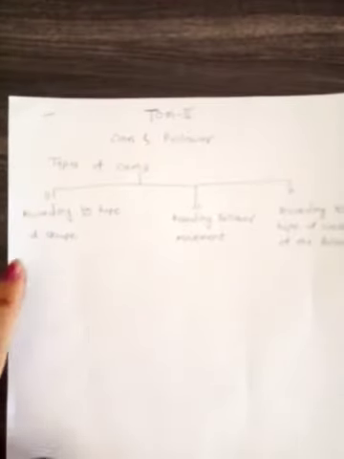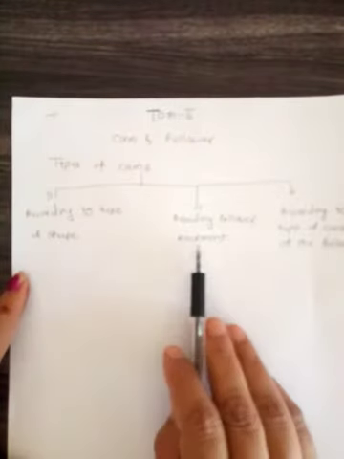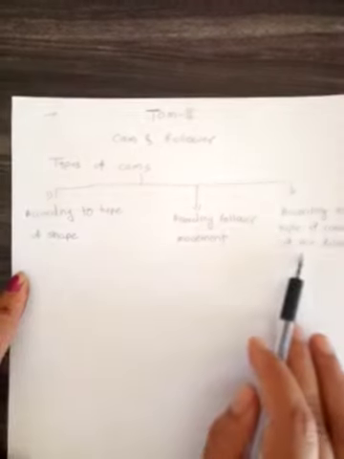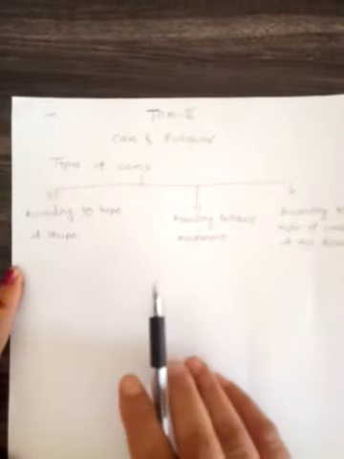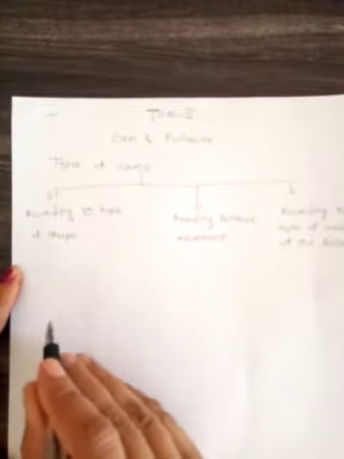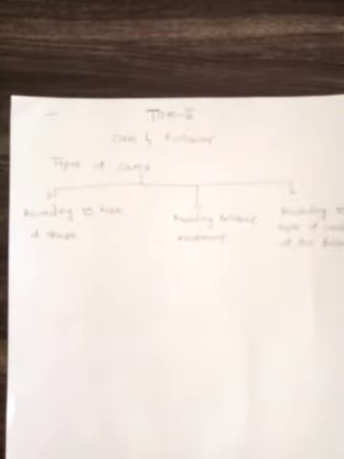First, according to the type of shape. Second, according to the follower movement, and third, according to the type of constraint of the follower. In this, according to the type of shape, there are six types. We will see them one by one.